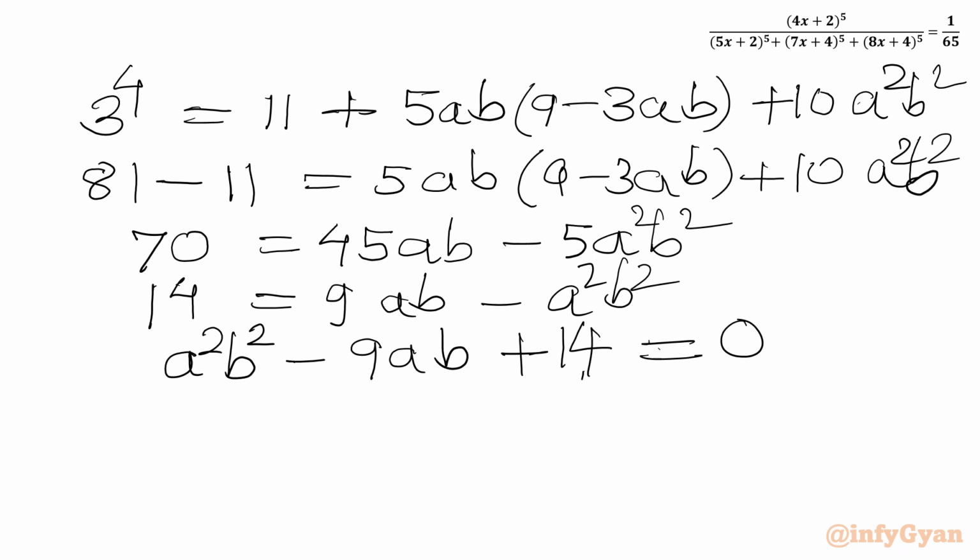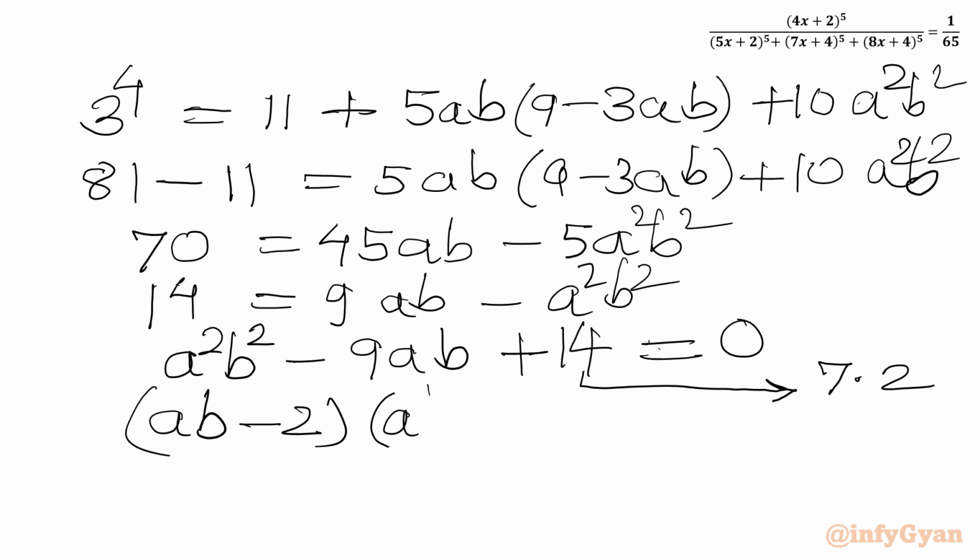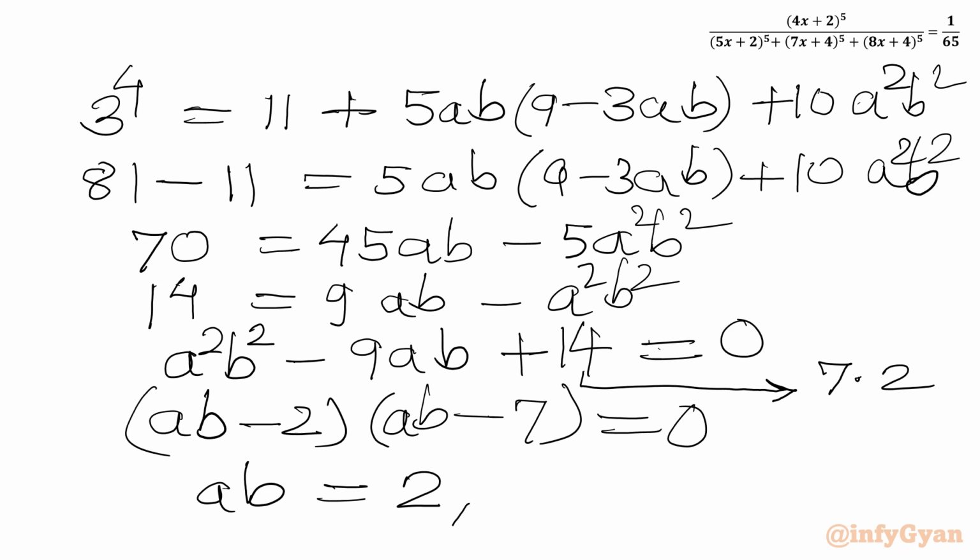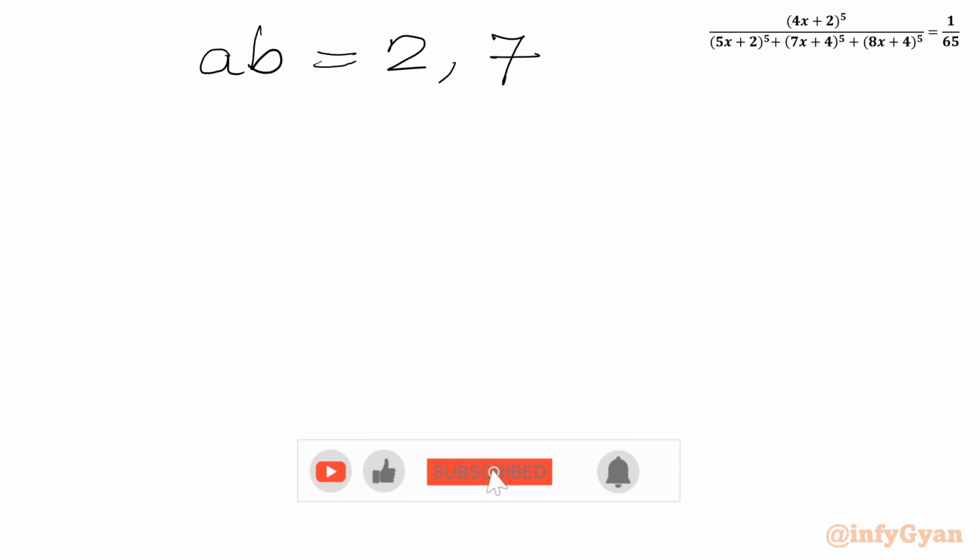Now I can see the factors of 14. If we want to apply factorization method, then 7 times 2. Addition of both will give us middle term coefficient 9. So I can split minus 9ab as minus 2ab minus 7ab. We'll get factorization: ab minus 2 times ab minus 7 equal to 0. We'll apply product 0 rule. We'll be getting ab equal to 2 and ab equal to 7. Let me write here ab equal to 2 and ab equal to 7.